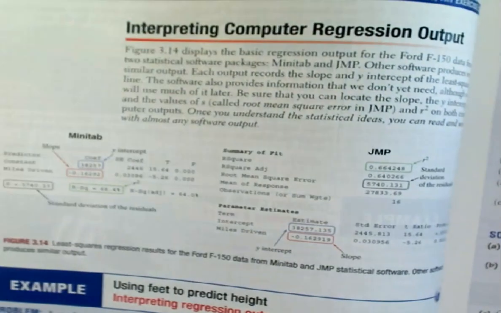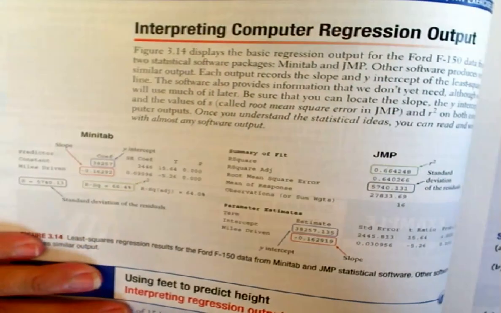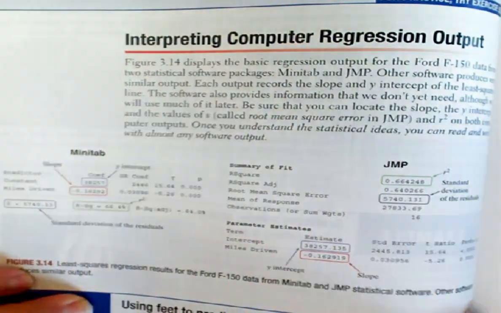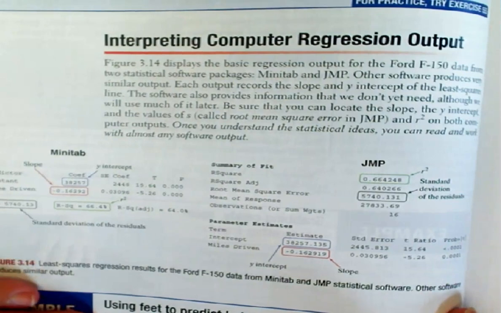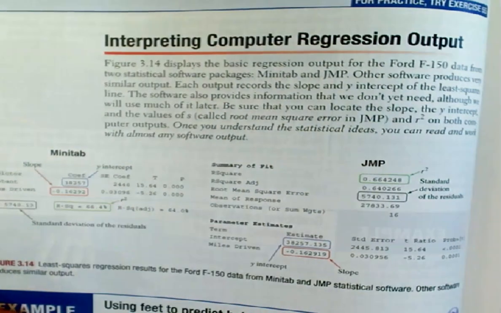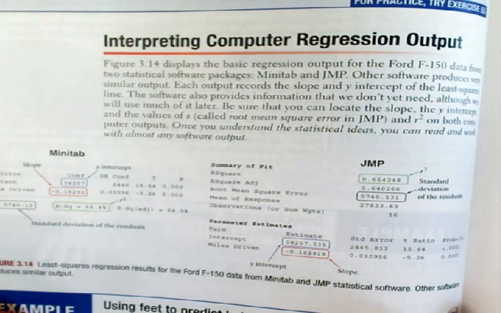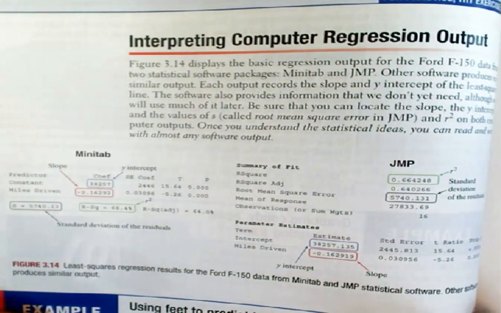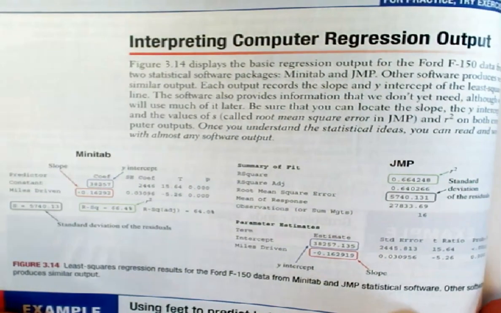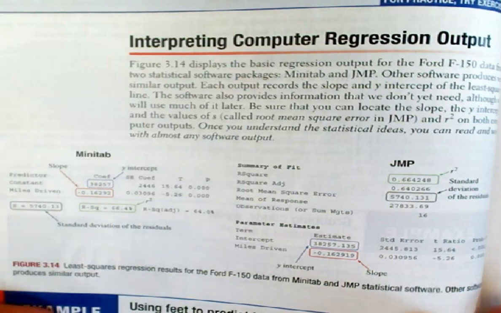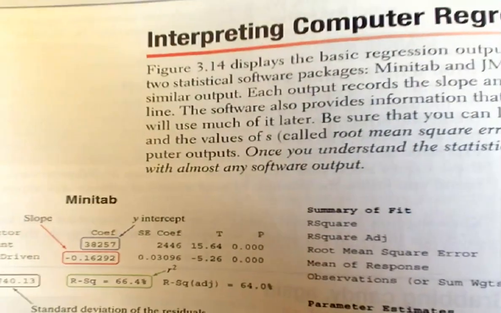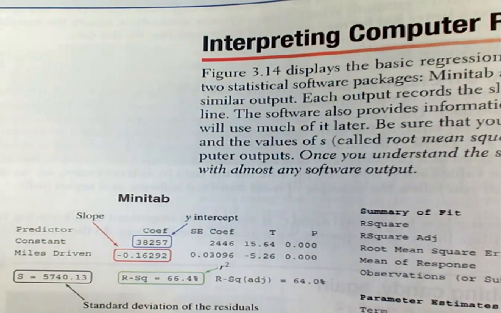And I was going to show you an example. This figure here displays the basic regression output for the Ford F-150 data from two statistical software packages. One of them is called Minitab and JMP, and then you have other software that also produces similar output. So let's take a look at the Minitab data first.